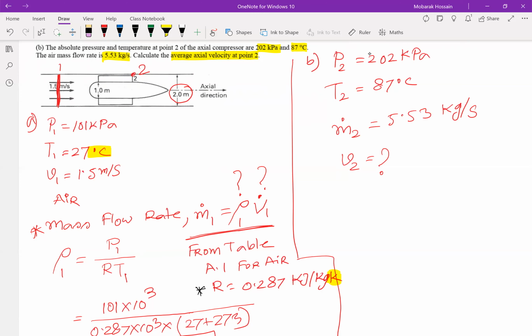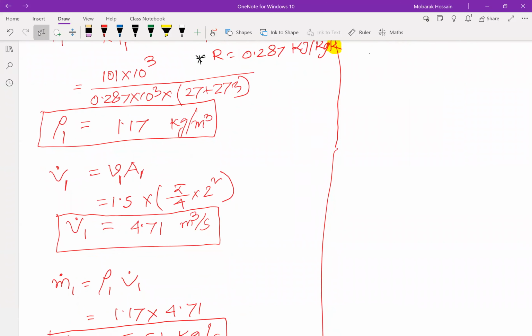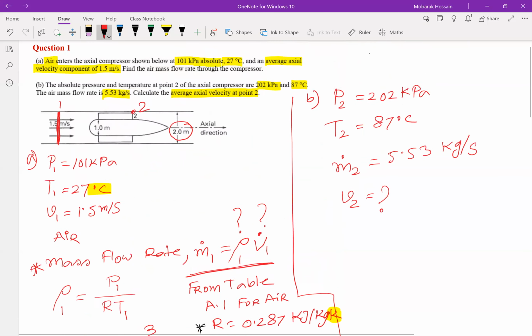We calculate the density, then velocity was known, area was known, so we use the velocity and area, we get the volume flow rate. Then we multiply with the density, we get the mass flow rate for location 1. Now part B for this same question.